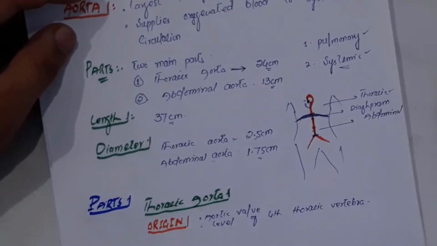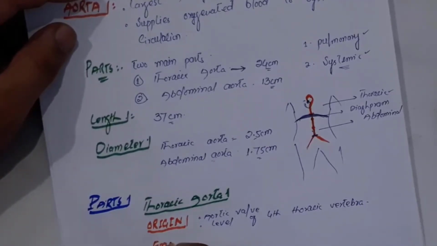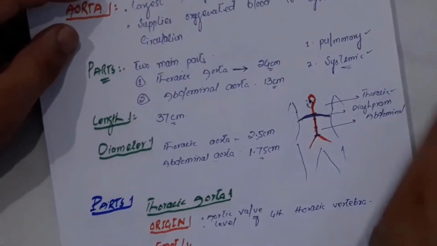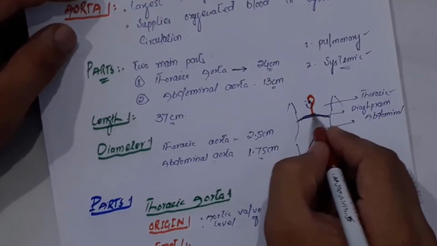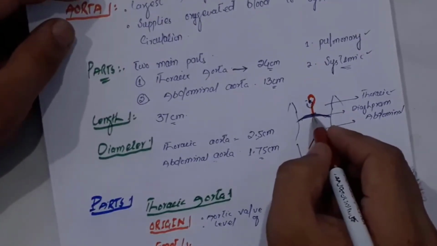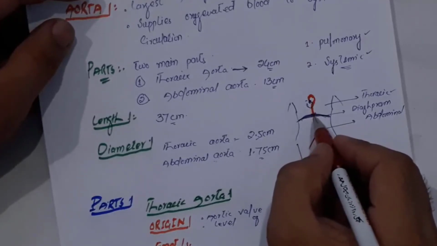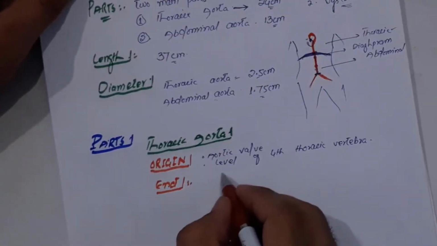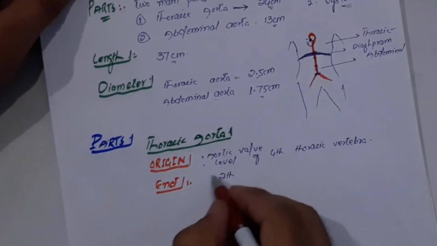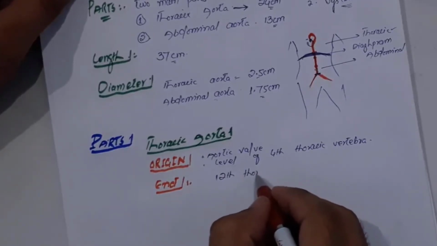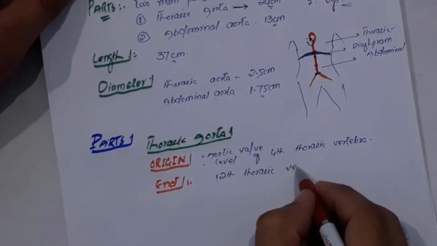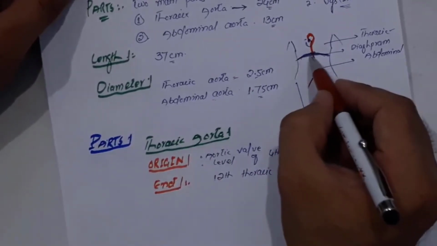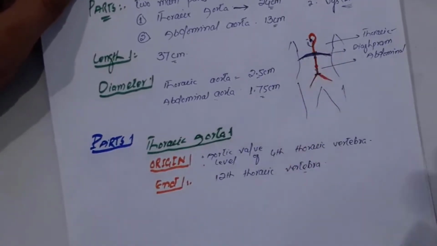And where does it end? What is the end point of the thoracic aorta? Friends, I'm talking about thoracic aorta. So as we know, it ends at the diaphragm, at the superior part of the diaphragm, but it enters the diaphragm a little bit, so its end point will be the 12th thoracic vertebra. Thoracic aorta ends at the 12th thoracic vertebra, its end point.